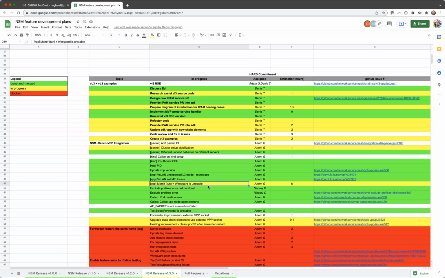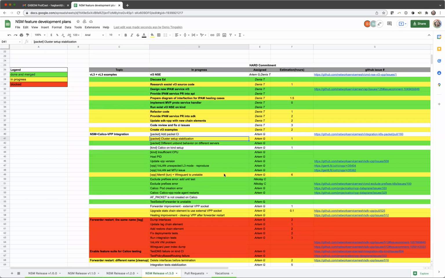So, okay, we got that, and cluster setup stabilization, is that related or is it something else? No, it is a common problem, and I think it's done. Probably we need to wait for a packet merge and take a look at what happened. Okay. And then we've got AF packet is not created on Calico. Is that still a going concern?